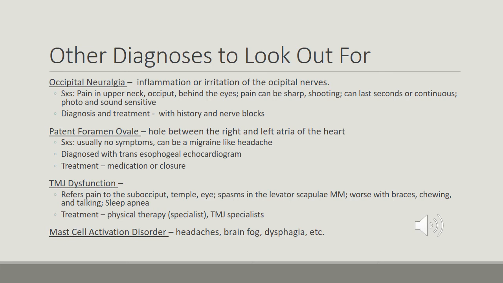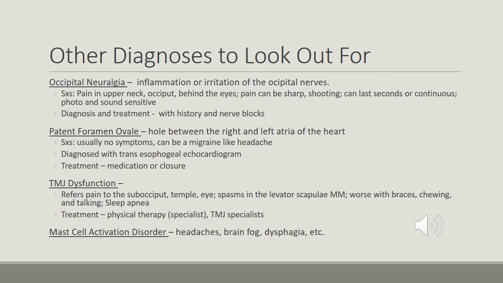The patent foramen ovale is actually a heart condition, and with this you have a hole between the right and left atria of the heart. With the symptoms, there's usually no symptoms, and it's not very common, but this can show up in people without symptoms and not cause a problem, but it can also cause migraine-like headaches. And you can be diagnosed through a transesophageal echocardiogram, so just a different way to test and take a picture. And then treatment is usually medication or closure if it's severe enough, but it usually doesn't necessarily come to that point.